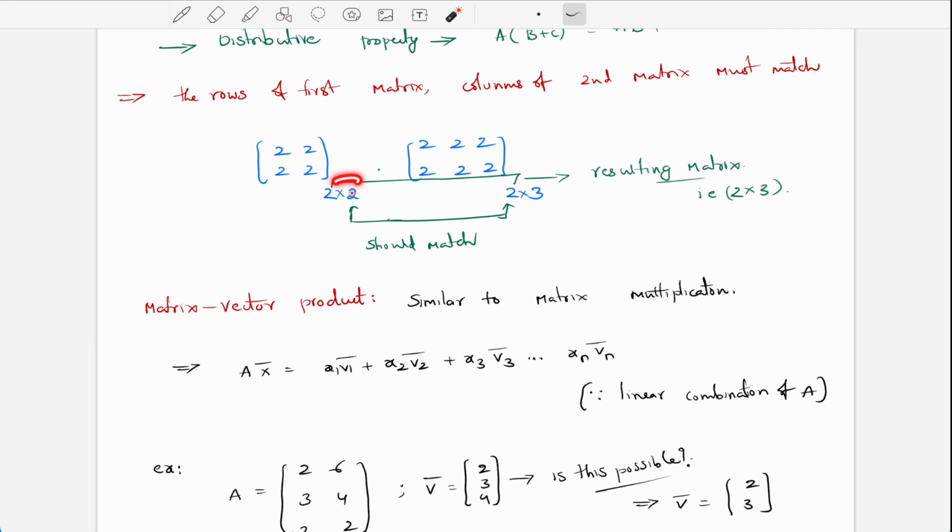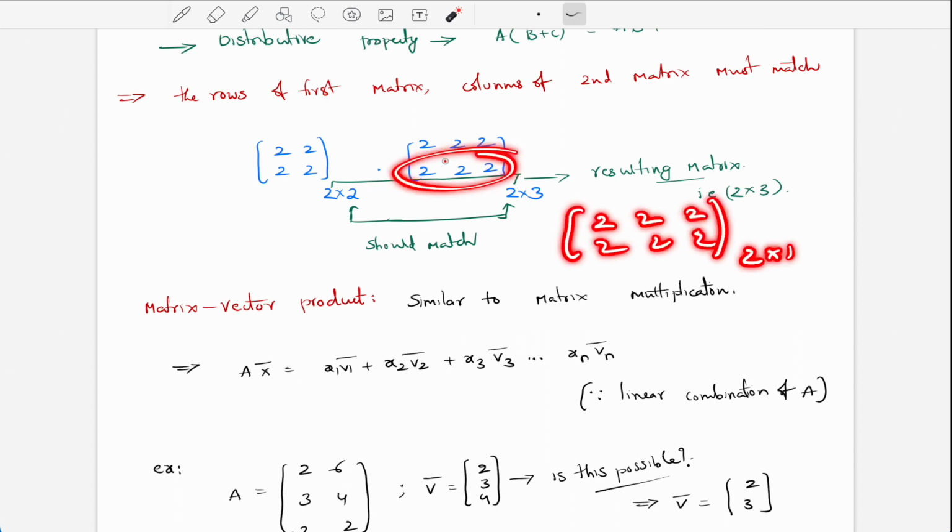The columns should match with the rows. Or you might think the rows of the first matrix should match with the columns of the second matrix, and the resulting matrix will become 2 into 3. Yes, the resulting matrix will become like 2 into 3. It will become like this, 2 into 3, as here.